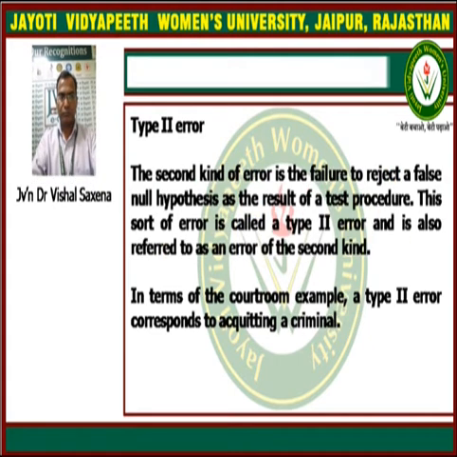While in the type 2 error, the false null hypothesis is accepted by our test. The error generated in this condition, where the false null hypothesis is accepted by our test, is called the type 2 error, and it corresponds to acquitting a criminal. Means when a criminal is acquitted, it is similar to the type 2 error.